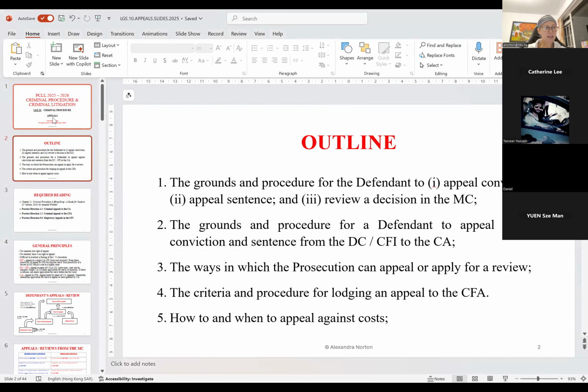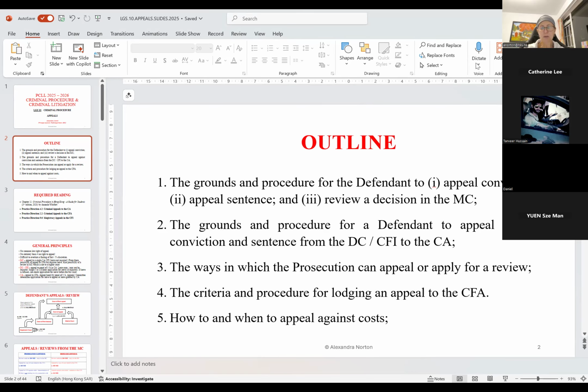So now that you've had your LGS on costs by David Leung, this really is your last substantive lecture. And we're going to cover a huge topic tonight of appeals. Obviously, this is very relevant for your written exam because in the written exam, you will be asked to draft a memorandum of advice. You will be a trainee solicitor drafting the memo to a senior partner, and you'll be advising on grounds of appeal.